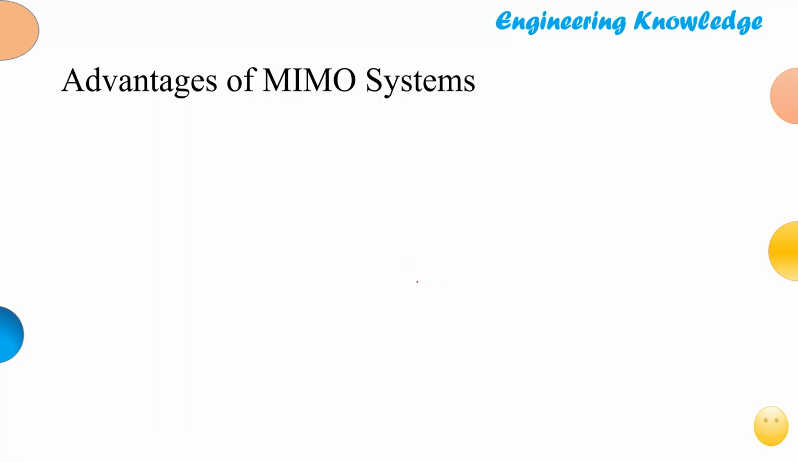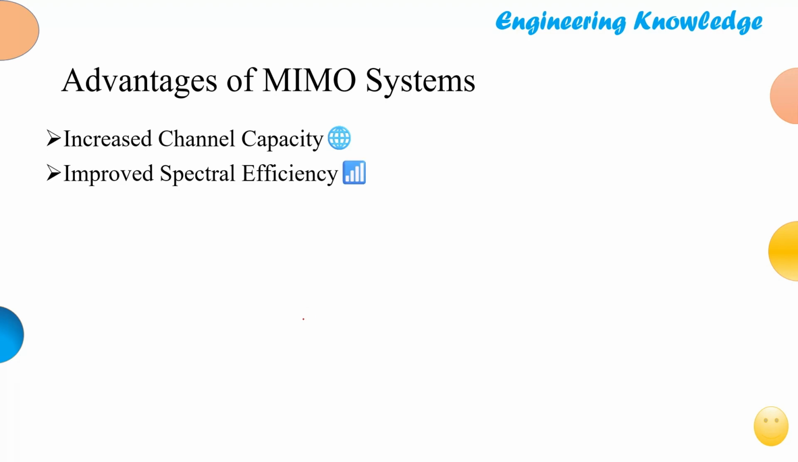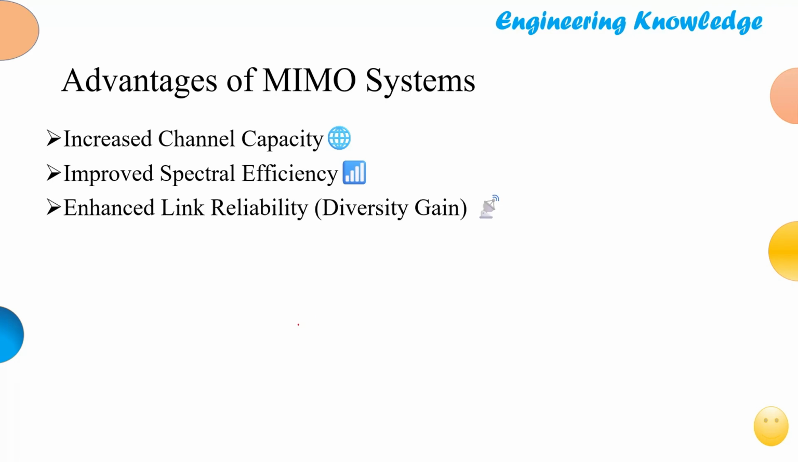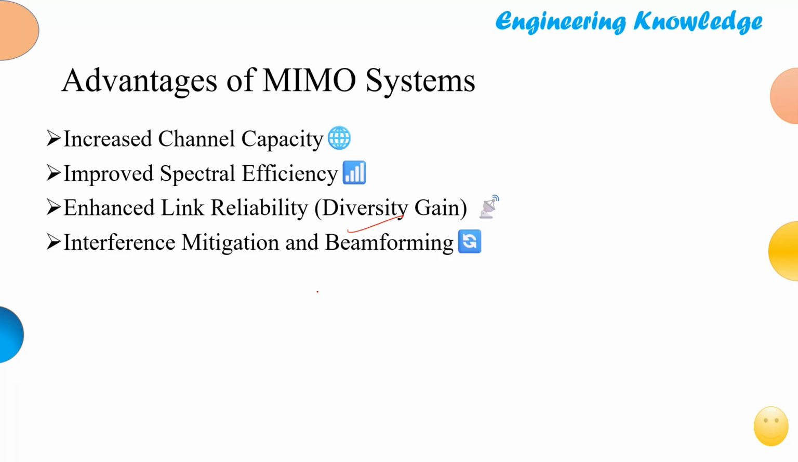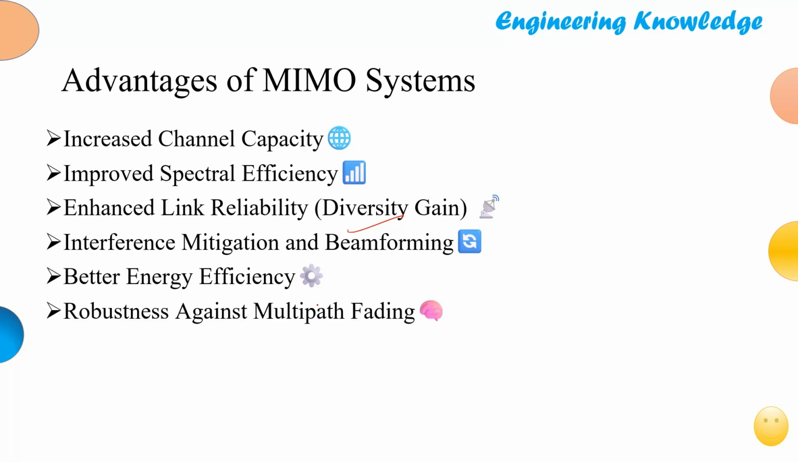What are the advantages of MIMO systems? Historically, increased channel capacity due to transmission of multiple data across multiple paths; improved spatial efficiency because we can now be transmitting more bits per hertz; enhanced link reliability as per the diversity gain; and interference mitigation through beamforming. We can change the antenna directions, and energy efficiency also increases.